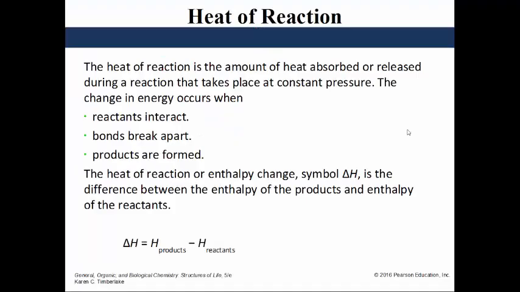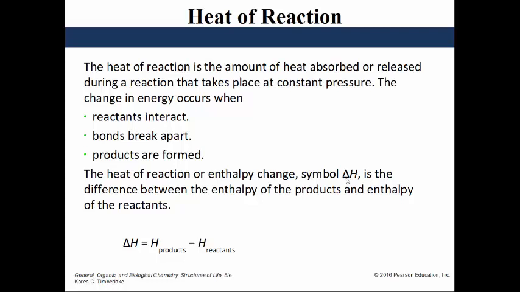Alright, now we'll move on to the heat of reaction. The heat of reaction is the amount of heat that is either released or absorbed during a reaction that takes place at a constant pressure. Now, the change in energy will occur when bonds are broken or products are formed or reactants combine with one another. The heat of reaction is also called enthalpy, and it's written by the symbol delta H, capital H in italics. Whenever you see that symbol delta or that triangle, that means the change of.